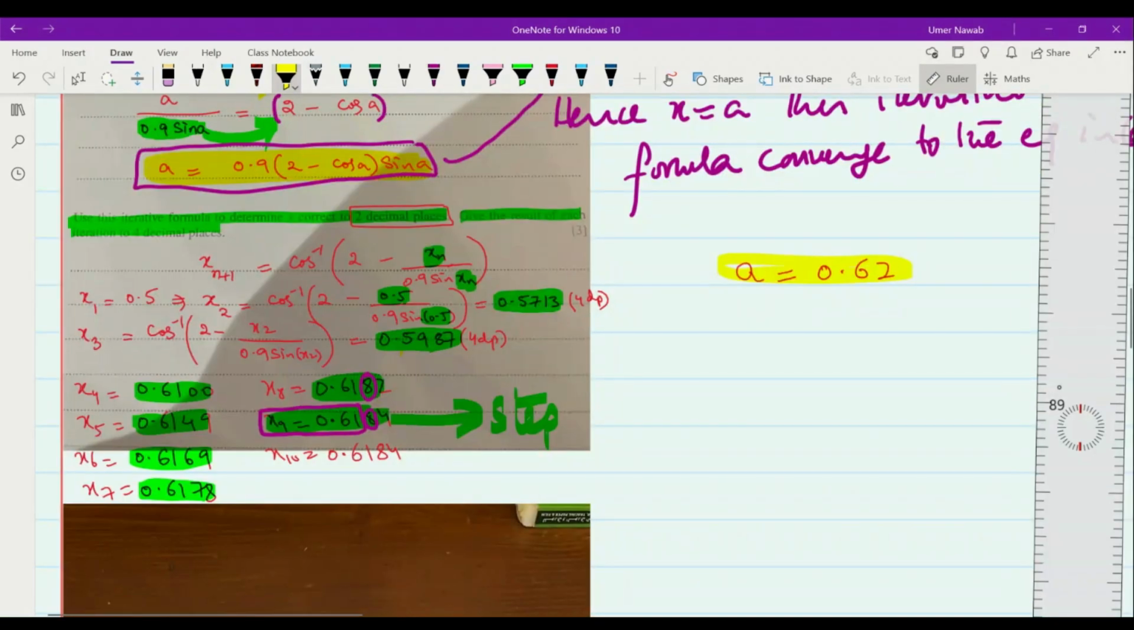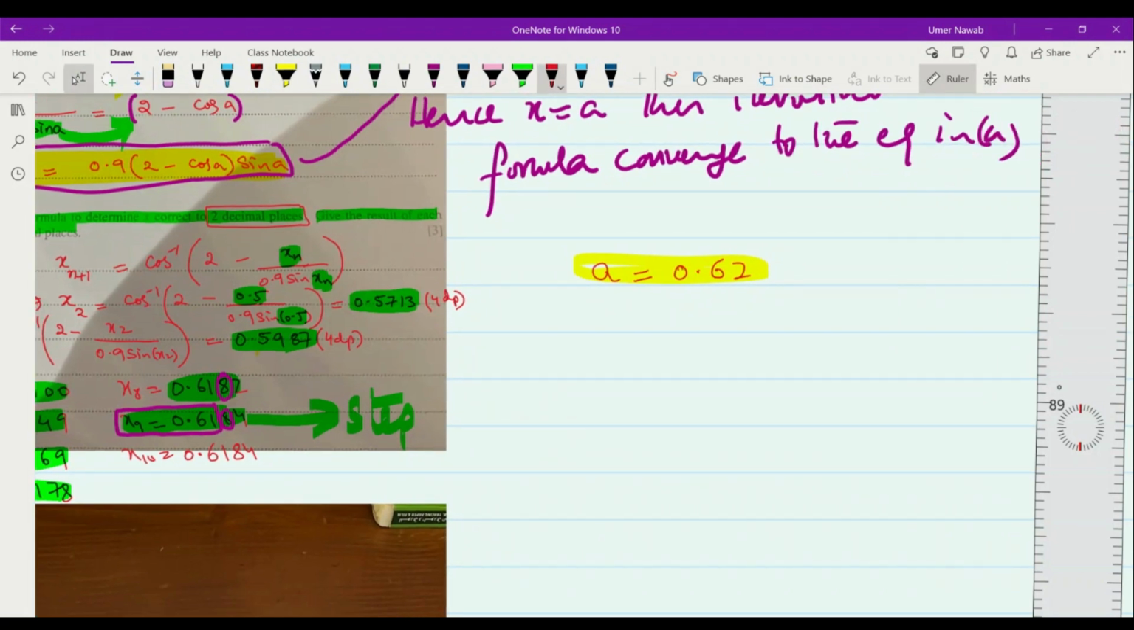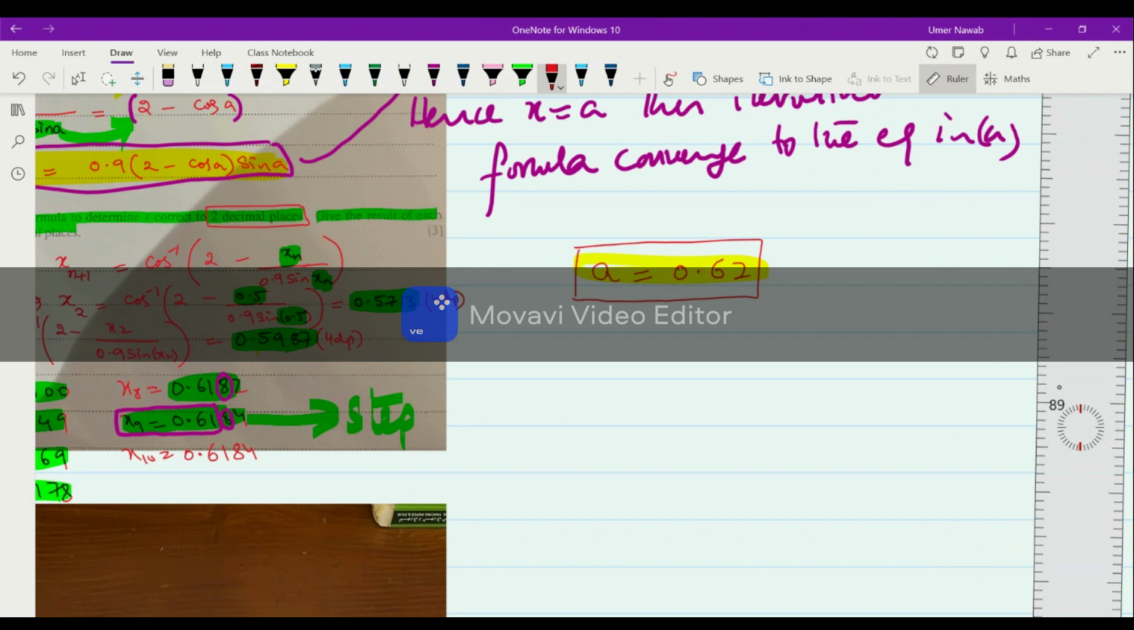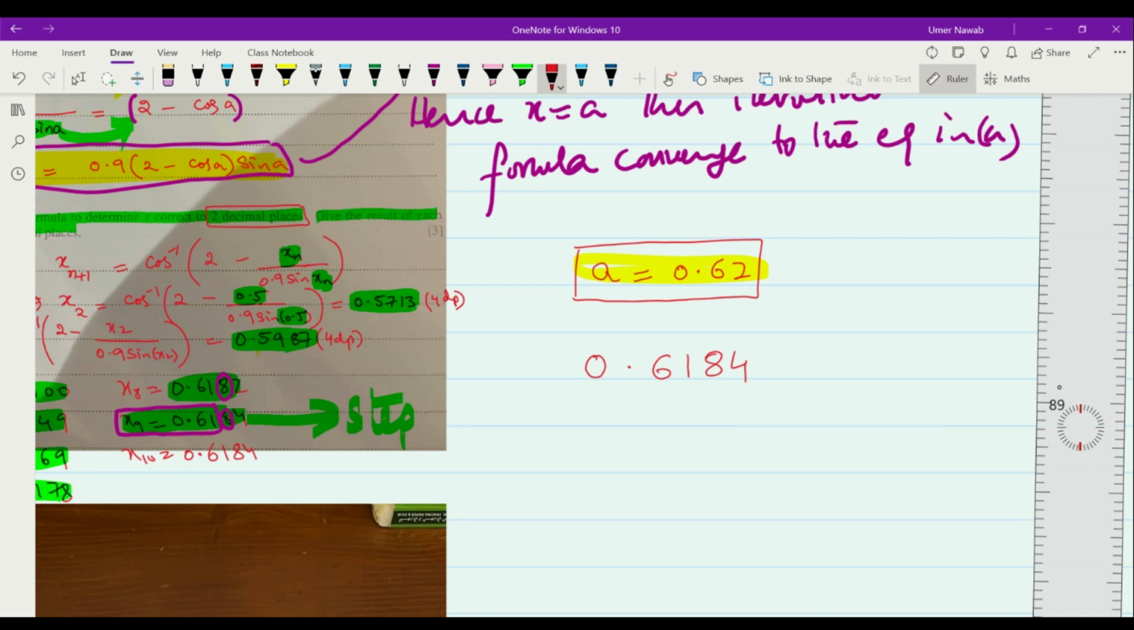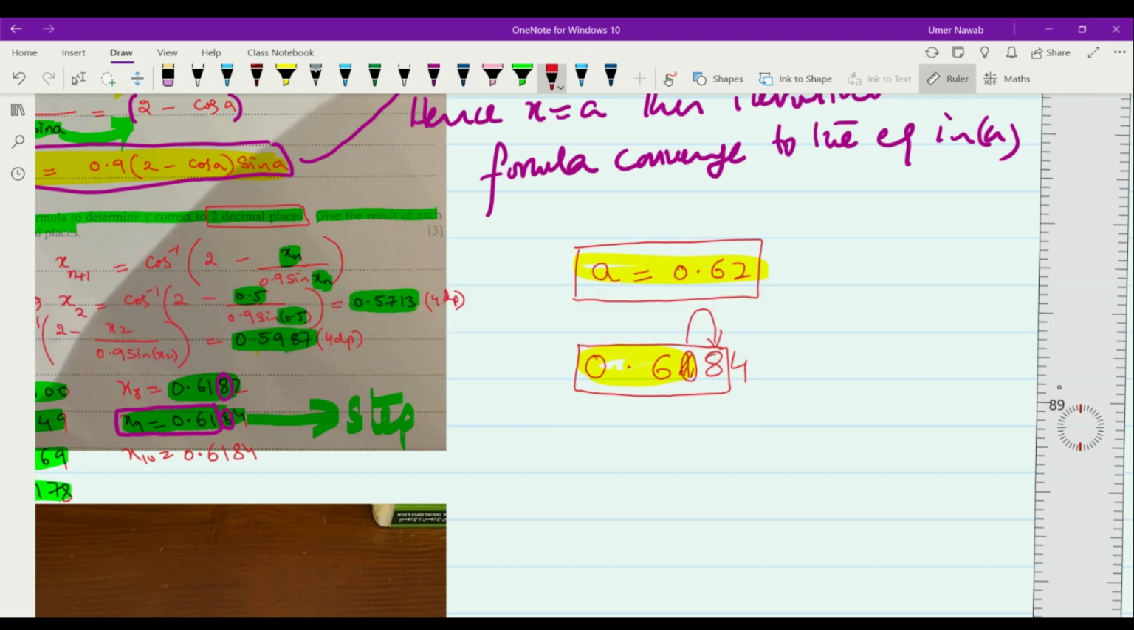So hence the final answer, correct to two decimal places, should be 0.62. Why? Because our answer came 0.6184 in the ninth iteration. Where did we stop? Okay, so we need to round it off. So after 1, what is this? 8. So we would stop at 0.61, but round it off, so this 1 becomes 2. So that's why my answer is A equals 0.62.